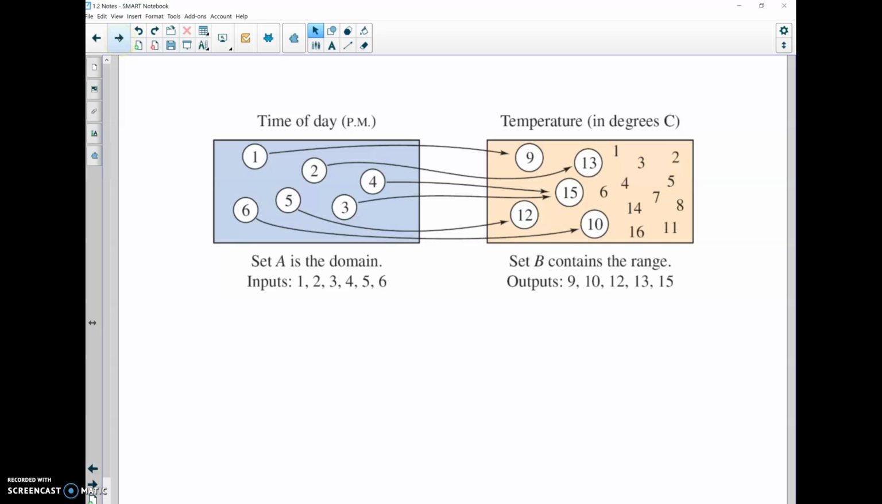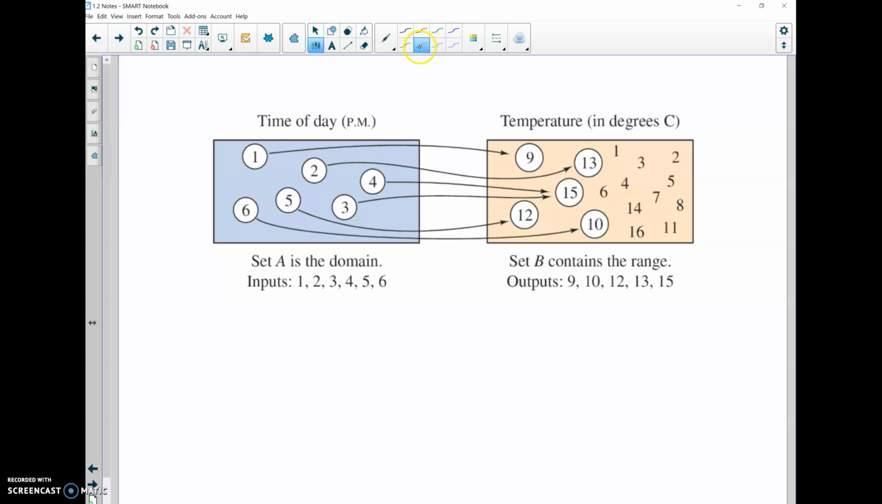So let's look at an example here. Time of day, 1, 2, 3, 4, 5, and 6. That is your input, that is your domain, and each of those times have a specific temperature. Notice, at 4 o'clock and at 3 o'clock, it is 15 degrees Celsius. You are allowed to have 2 or more elements in your input going to the same output.